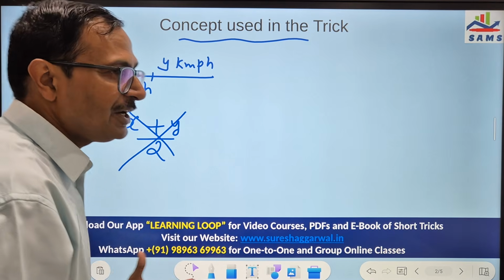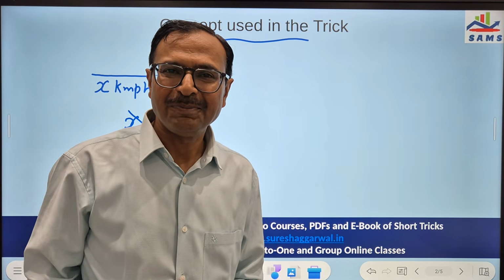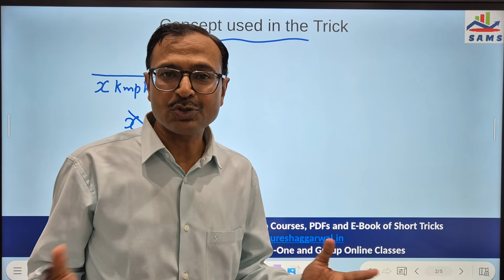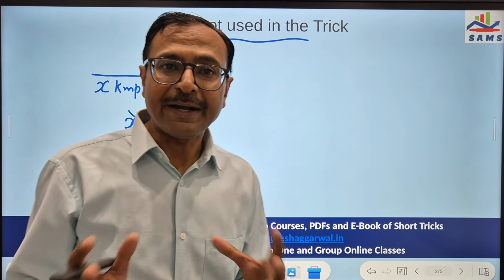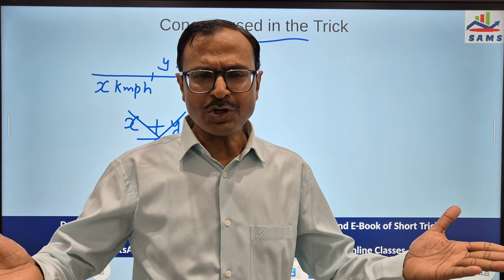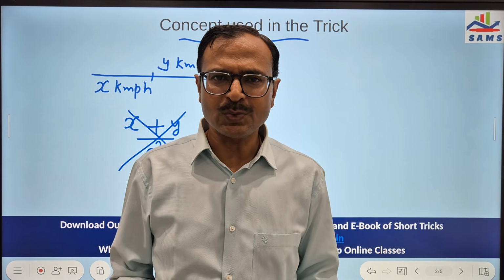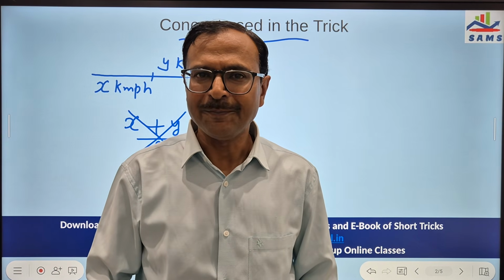I will come directly to the short trick because that's what matters in the competitive exams. You have multiple choice questions and the steps don't matter. So go for the short trick. Just put the values, get the answer and crack the multiple choice question in 10 to 15 seconds only.